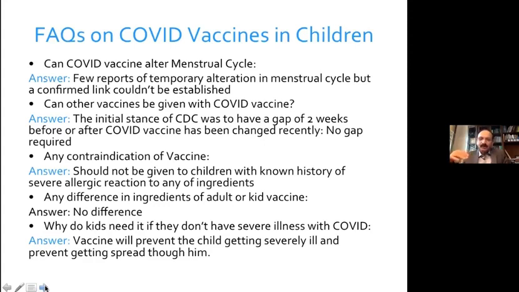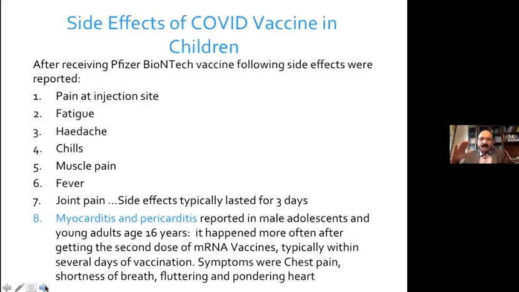Why do kids need it? If they don't have severe illness, I think you need to prevent severe illness, particularly in children who have a comorbid condition. What are the side effects? You can see the similar side effects. I think one thing which has been highlighted in the literature, and I thought I must mention that, is myocarditis and pericarditis. The risk is only 1 in 30,000. So it's an extremely rare condition. It's not life-threatening. And the only symptoms these children get are chest pain, shortness of breath, and fluttering or pounding heart.